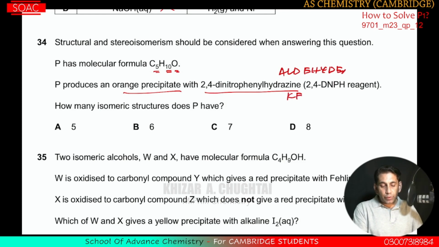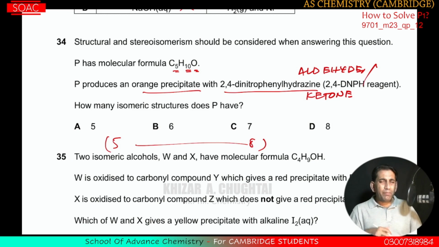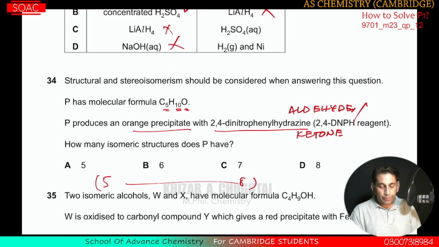It may be a ketone. It may be an aldehyde or it may be a ketone. How many isomeric structures does P have? 5, 6, 7, 8. I mean 5 to 8. Your answer, minimum answer should be 5, maximum can be 8 and so on.